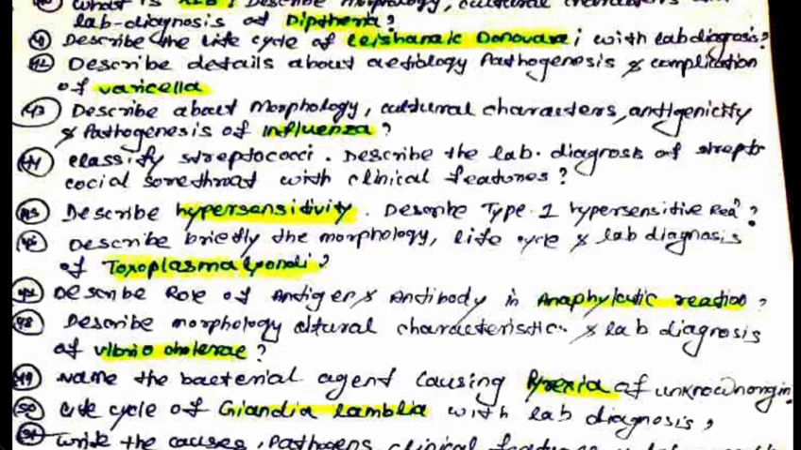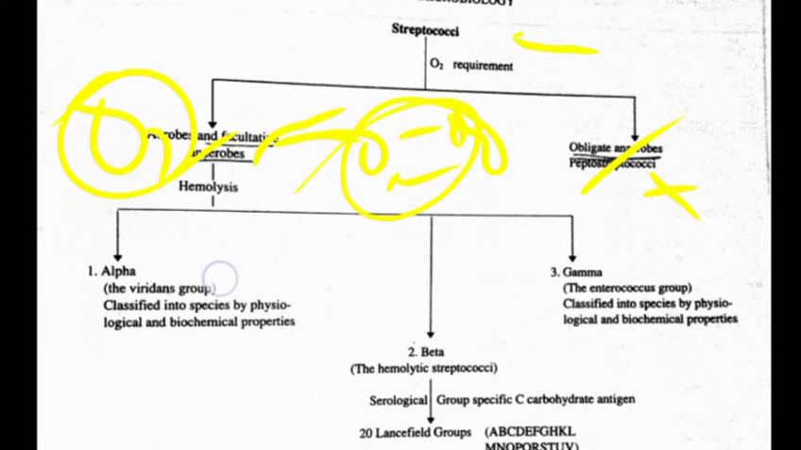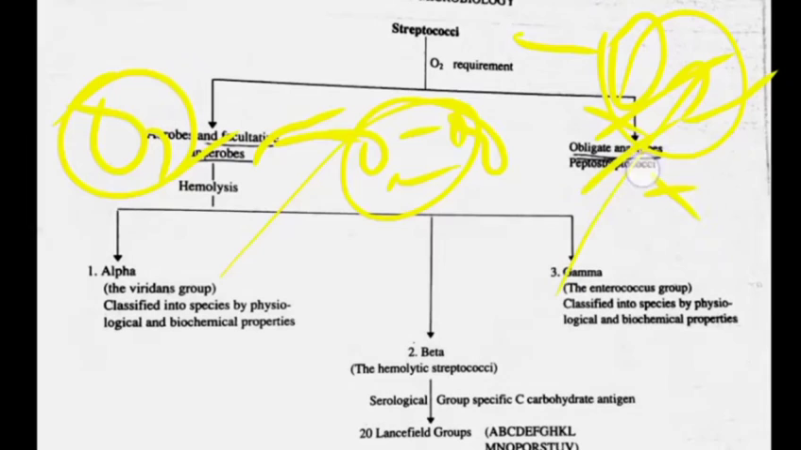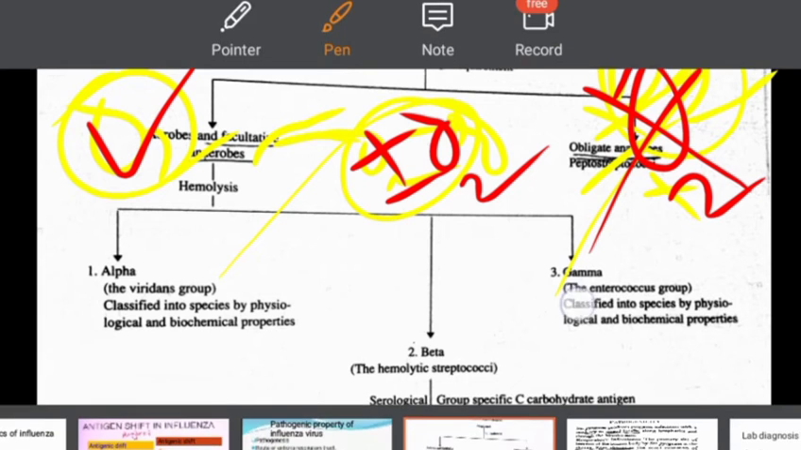Now we go to the question which comes as streptococci classification: what is the classification of streptococci, and what is the pathogenicity of the streptococci in sore throat and lab diagnosis. This is the point which we discuss now. Streptococci classification is based on the presence or absence of oxygen. One is obligate anaerobes and the other is facultative anaerobes. Obligate anaerobes do not require oxygen. Oxygen is not required in anaerobes, while here oxygen is required.